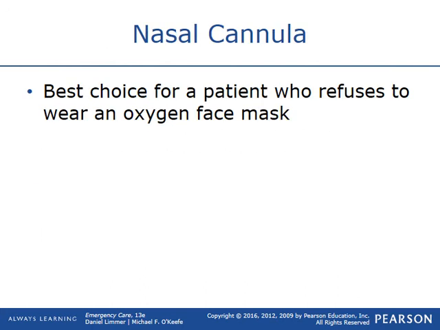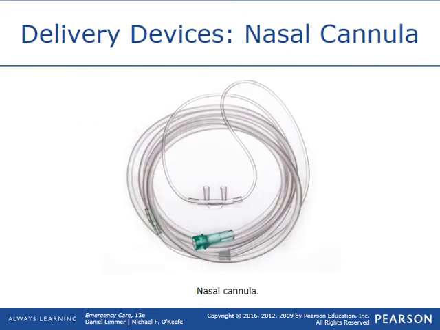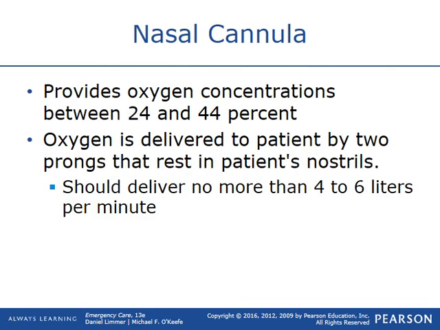Your nasal cannula is going to be the best choice for a patient who refuses to wear an oxygen face mask or just needs very little supplemental oxygen. There's your picture of the nasal cannula there. It's going to provide concentrations of between 24 and 44%. It's delivered to the patient by 2 prongs that rest in the patient's nostrils, and we want to make sure that we're not exceeding 6 liters per minute.